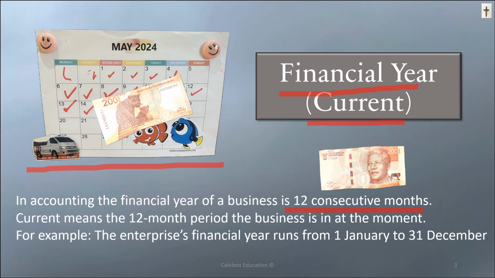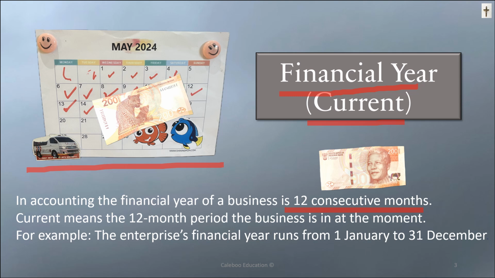If we are talking about the current year, we are talking about the current 12 months we are recording transactions for. Our financial year is 12 consecutive months. You might want to have a look what type of business you're in and set up your financial year accordingly. You might have a very busy December, so you might want to rather have your financial year end at the end of February after your busy months. But it's up to you.